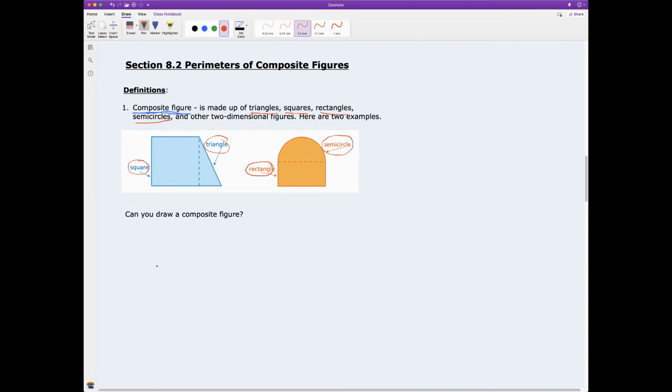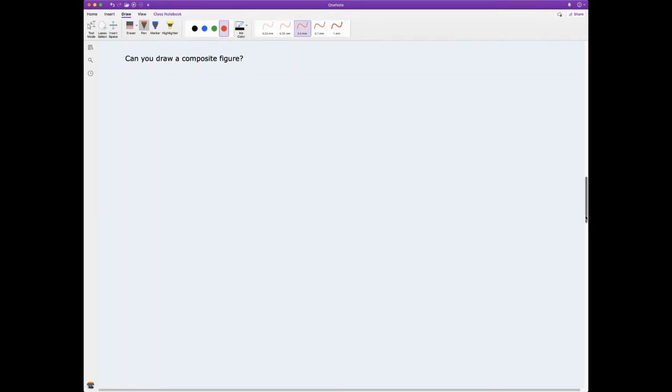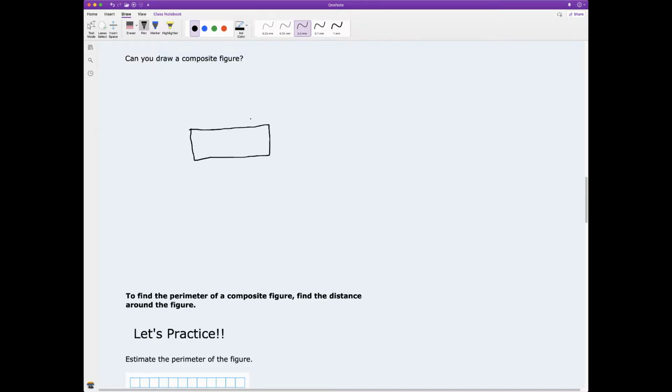And I think it's on the notes as well. Can you draw a composite figure? Let's see if we can draw one. I'm going to try to draw one freehand here, so don't get too excited because it's probably not going to look that good. Let me draw a composite figure. First, let me draw a rectangle. Not too bad.